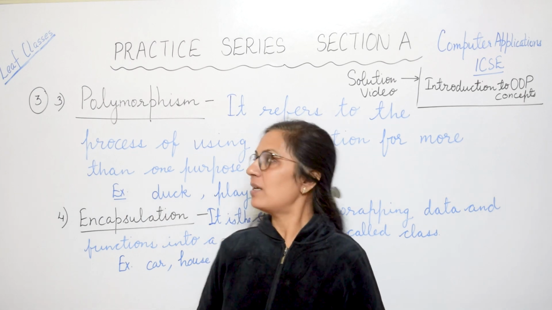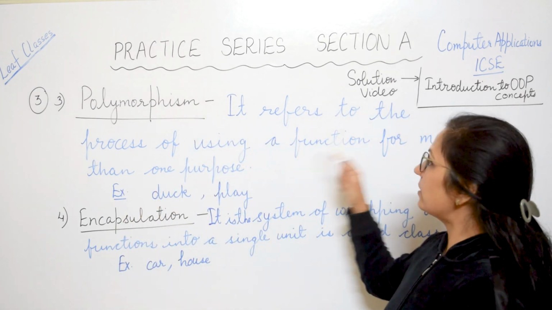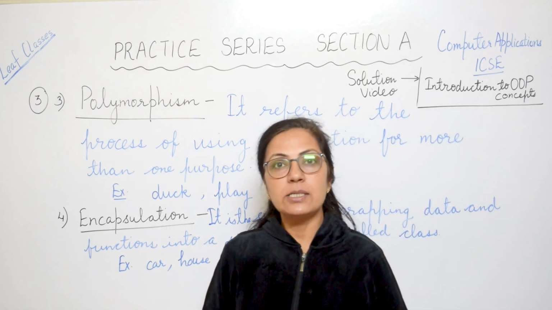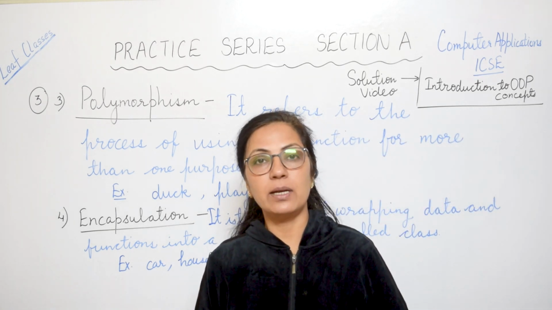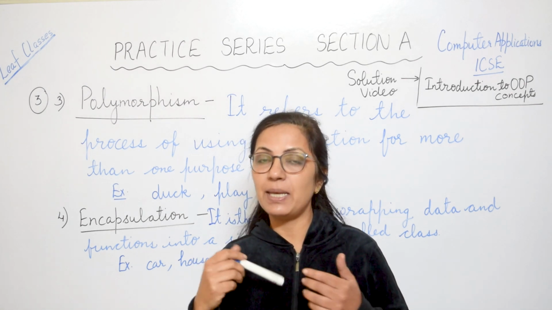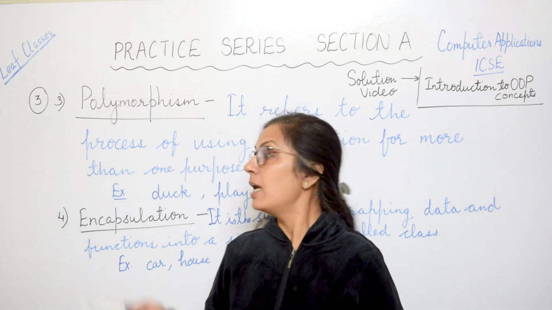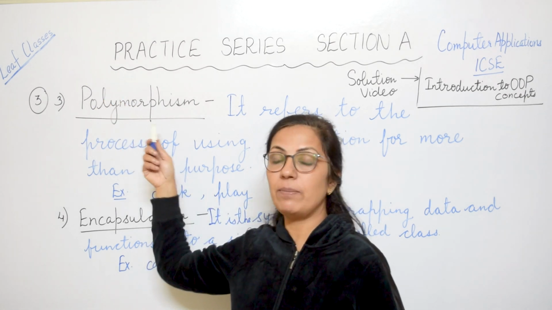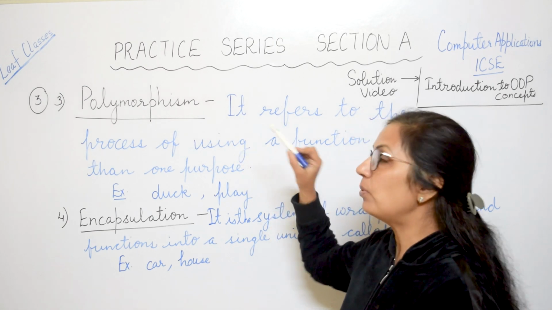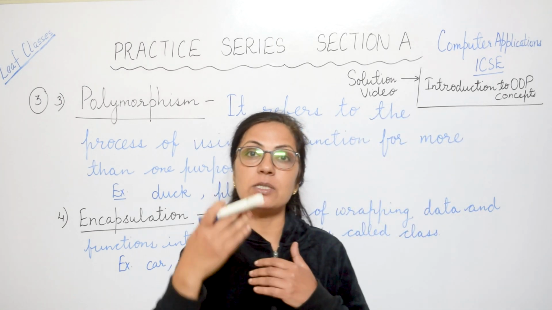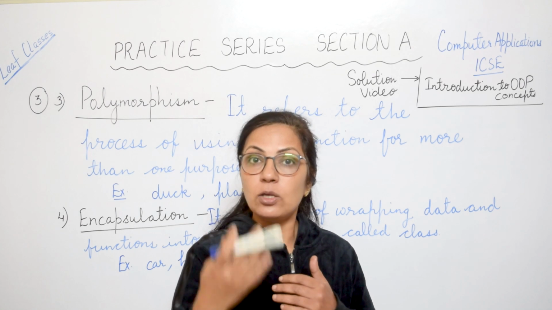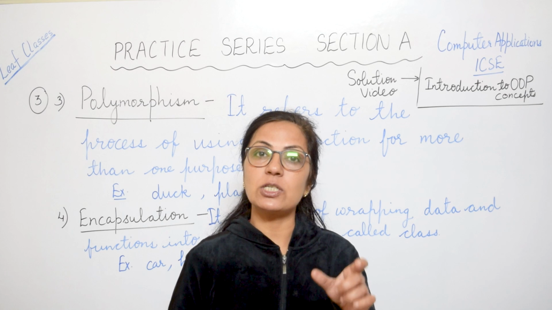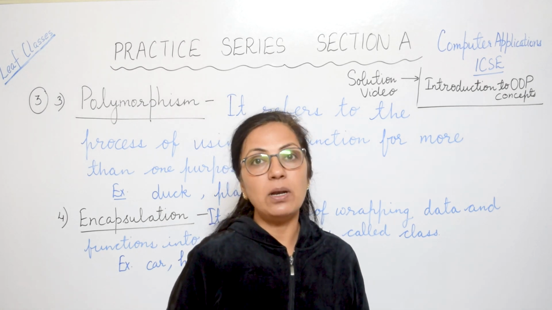The next definition is of polymorphism. It refers to the process of using a function for more than one purpose. Children, in maths you have drawn polygon. Polygon means a shape with many sides, more than one, right? So here also, wherever this polymorphism definition will be asked, you have to write that a process or a function which is used for more than one purpose, many purposes, the same function name is used, that is polymorphism.